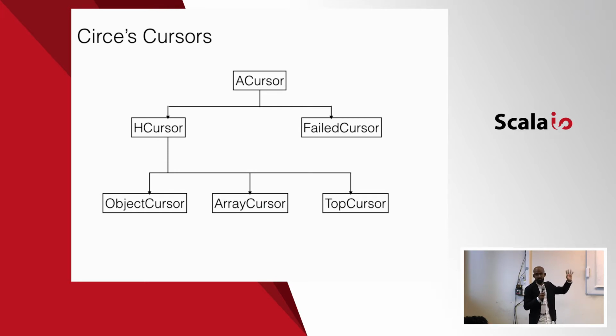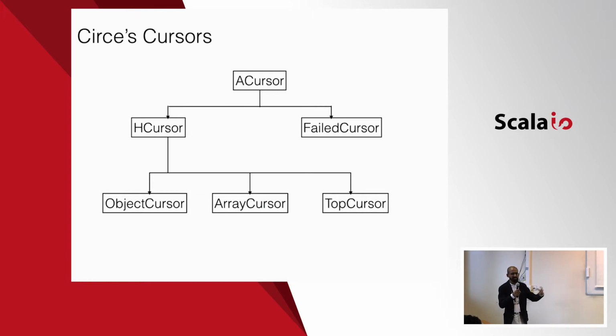Circe's cursors, zippers, include the idea of a failure within the zipper itself. So a zipper doesn't necessarily have a focus; it has an option of a focus, because the zipper operation might not have succeeded. You might have gotten a failed cursor. We'll see some examples in a bit. But if it's a successful cursor, it's either an object cursor, an array cursor, or a top cursor. A top cursor means that you're focusing on the entire JSON object. An object cursor means you're in a subtree that's an object, and you can traverse further down. An array cursor, you're in an array.